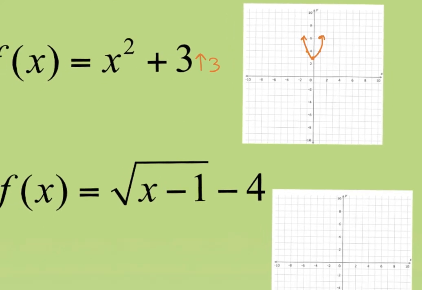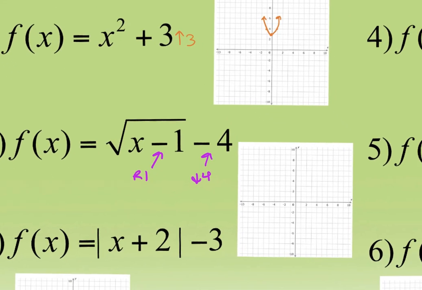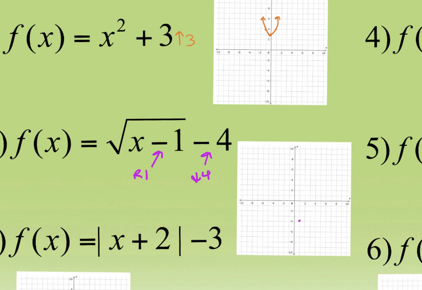2, what's your parent function? So the equation would be f of x equals the square root of x. And the graph is the little arc that's pointing towards the right. What's the minus 1 inside? Good. And what's the minus 4 at the end? Down 4. So we go right 1. We go down 4. And then we make our curve point to the right.